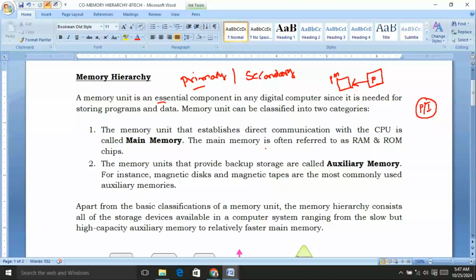Here also, the primary memory is again divided into two categories: one is the random access memory and the other is the read only memory, ROM. Here you should take one precaution. A number of people say that ROM is secondary memory. It is not right. ROM is also primary memory, but it is supplied by the hardware manufacturer or the system builder, who has certain programs.